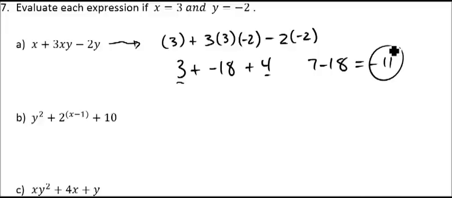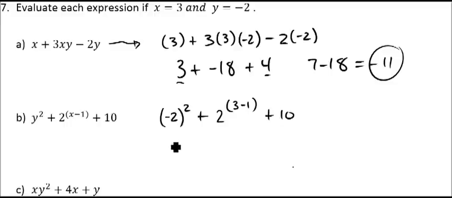So that's part A. Part B, same thing. I'm going to substitute in here. I'm going to go ahead and use parentheses. Y is negative 2. I'm going to square that value, plus 2 raised to the power of, let's see, x is 3 minus 1. And then I'm going to be adding 10 to that result.